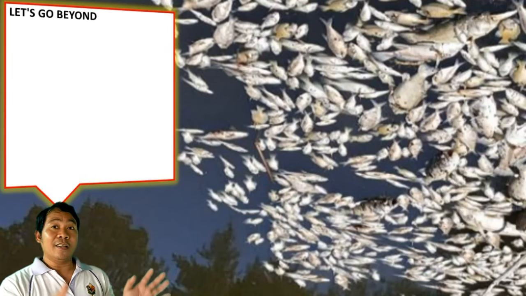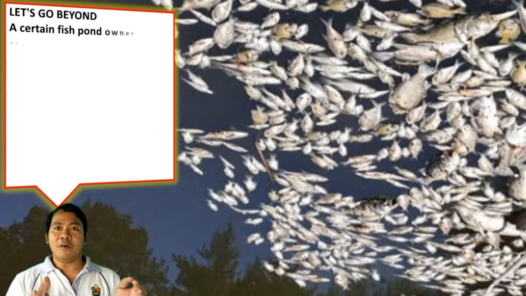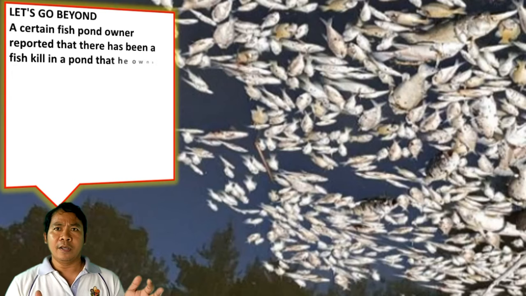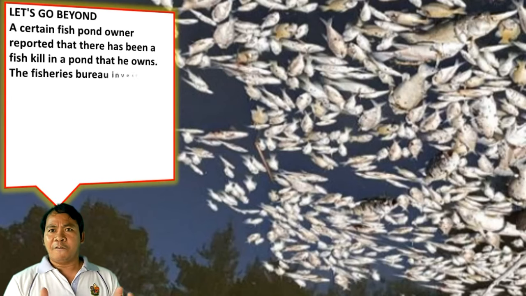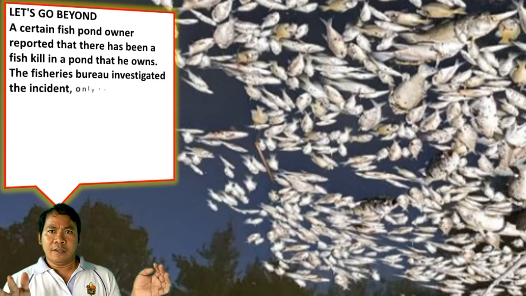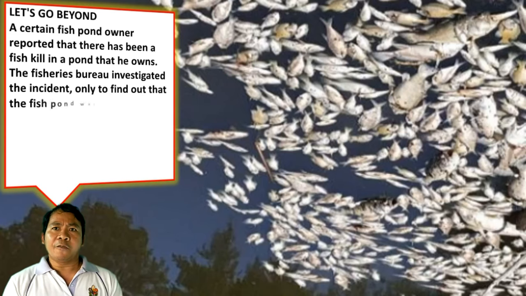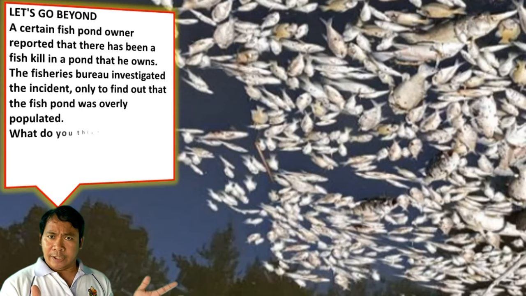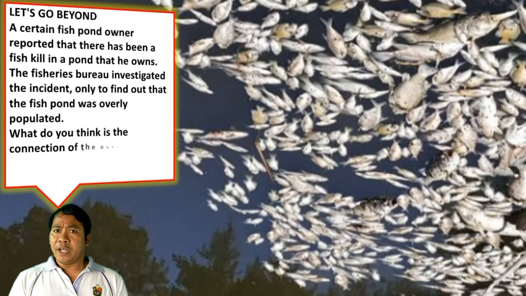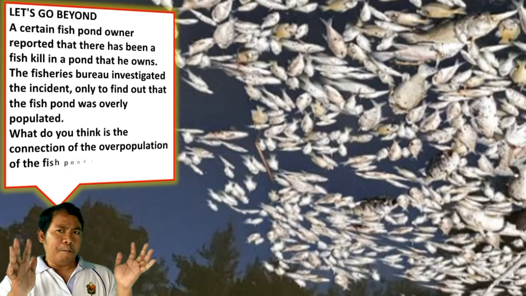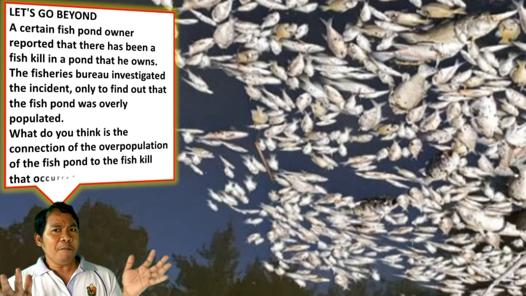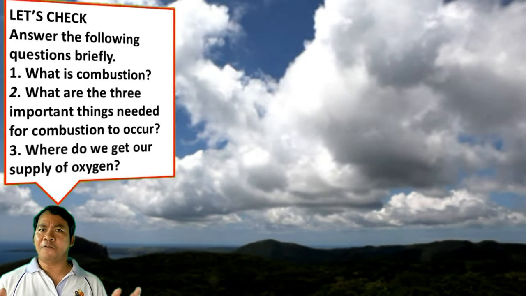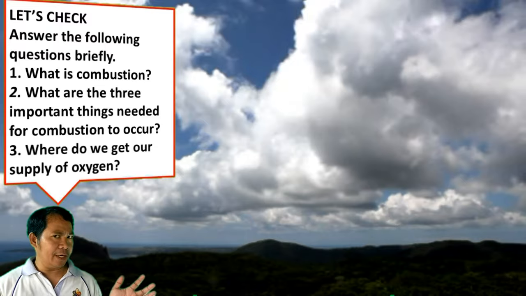Let's go beyond. A certain fish pond owner reported that there has been a fish kill in a pond that he owns. The Fisheries Bureau investigated the incident only to find out that the fish pond was overly populated. What do you think is the connection of the overpopulation of fish in the fish pond? Let's check. Answer the following questions briefly.